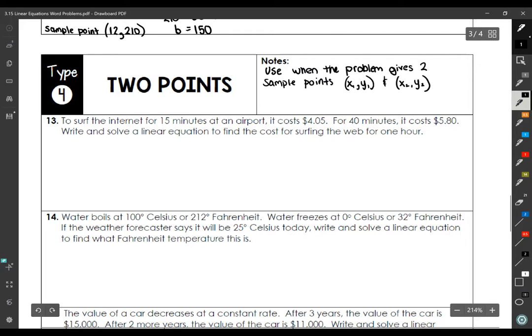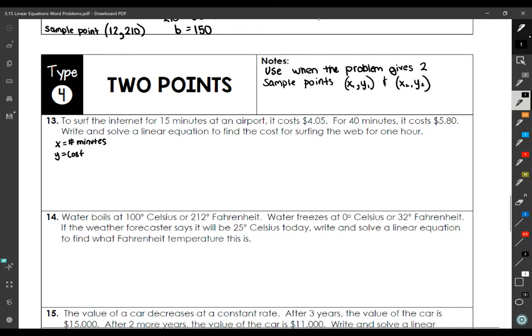Okay? All right. So to surf the internet for 15 minutes at the airport, it cost $4.05. For 40 minutes, it cost $5.80. Write and solve a linear equation to find the cost for surfing the web for 1 hour. Okay. So again, let's define our x and y. Okay. So we have cost and we have the number of minutes. So number of minutes is our independent and cost is our dependent.